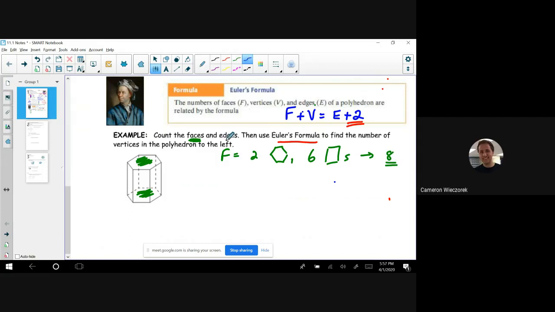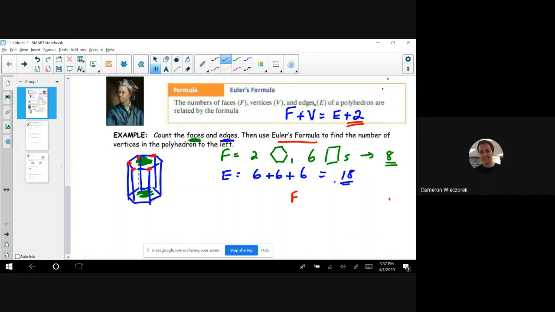Edges I'll do in blue. You got 6 on the top for this hexagon. You got 6 on the bottom for this hexagon. So keeping track so far, 6 plus 6. And then every rectangle has 2. So if I count these up, 1, 2, 3, 4, 5, and 6. Get another 6 edges from the rectangles connecting top to bottom. So I get 18 edges. And now what I want to do is I just want to use Euler's formula to compute the number of vertices without having to count up all these red dots.